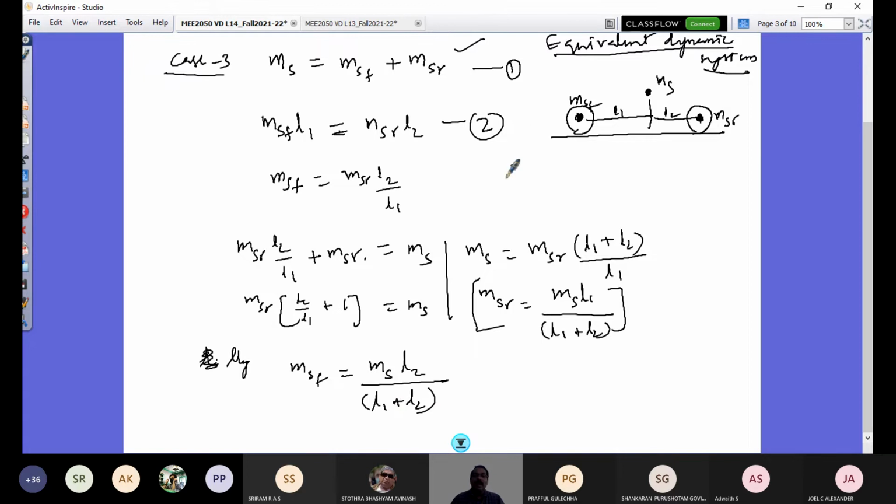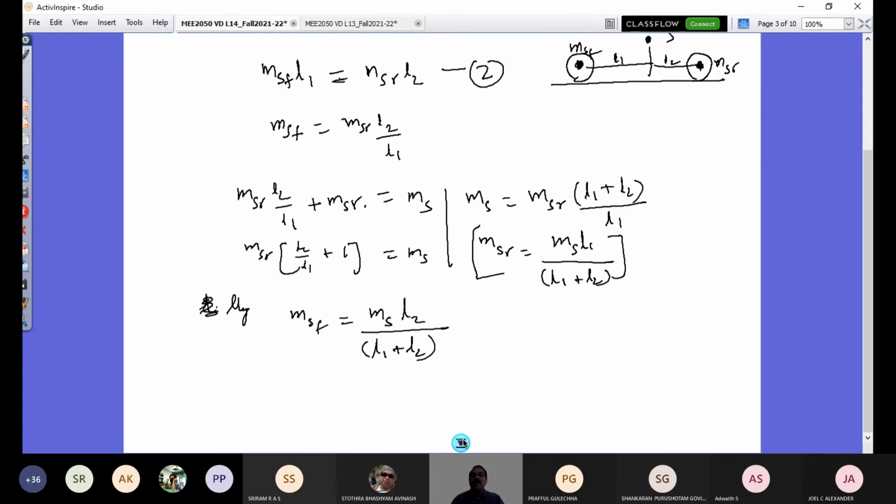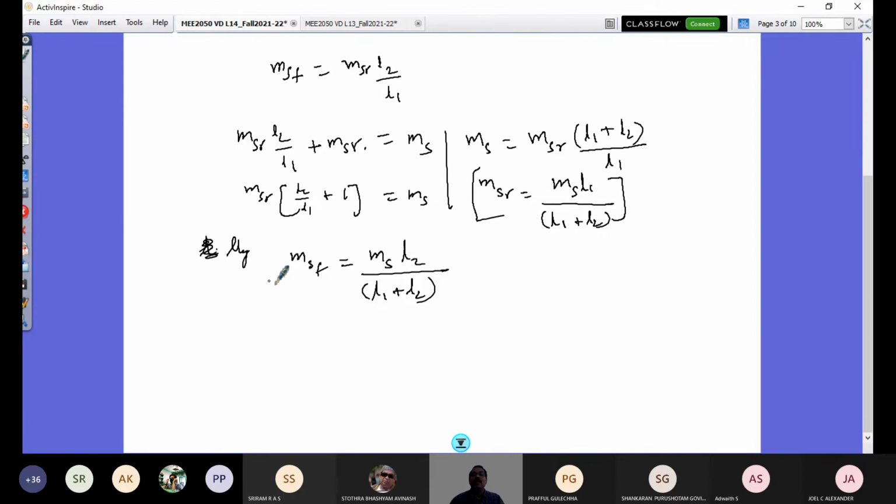So these two masses. And what is the third equation to satisfy that they are equivalent dynamically? The mass moment of inertia of these concentrated masses is the same as that of the mass moment of inertia of the vehicle body. If that is so, I will have now MSF L1 square. So mass moment of inertia of this with respect to CG is this plus MSR into L2 square, that should be equal to MS into Ry square.